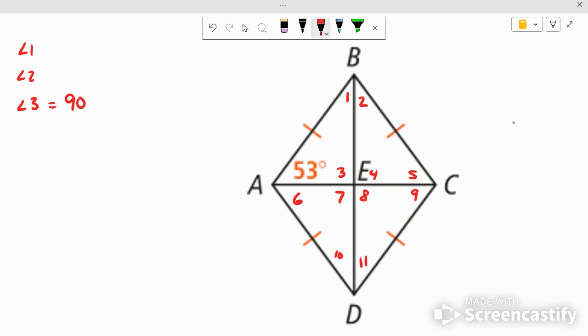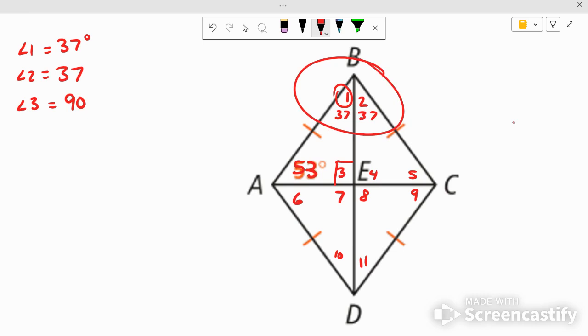90. If I know angle 3 is a 90-degree angle, and I know this angle over here is 53 degrees, how big is angle 1? 37 degrees. Okay? Angle 1 is 37, so how big is angle 2? 37, because in a rhombus, these two are the same. When a diagonal cuts them, they're the same. What's angle 4? How big is angle 4? 90. How big is angle 5? Well, if this is 53 and 37, and this is 37, what's angle 5 have to be?